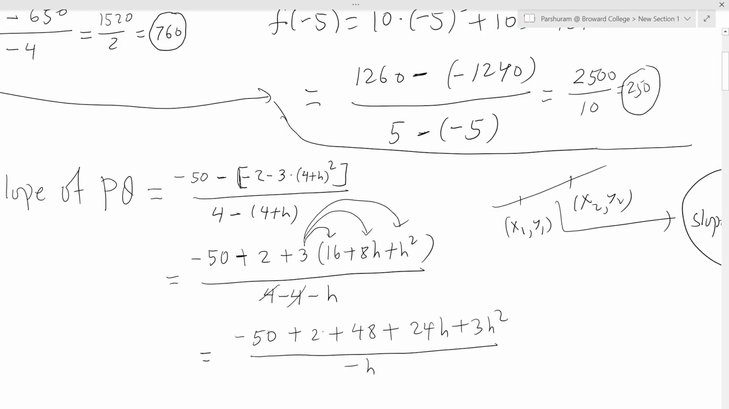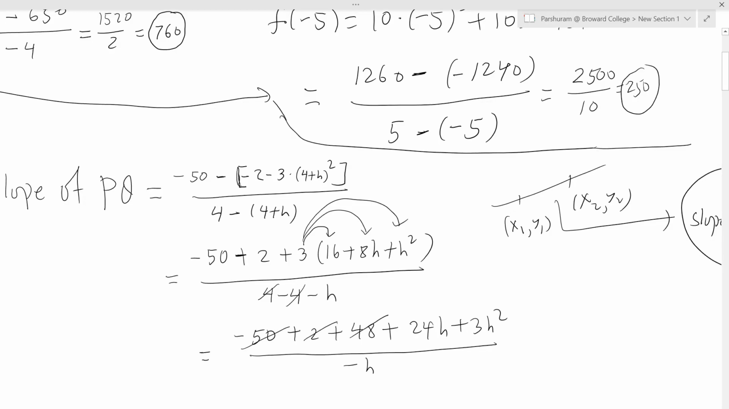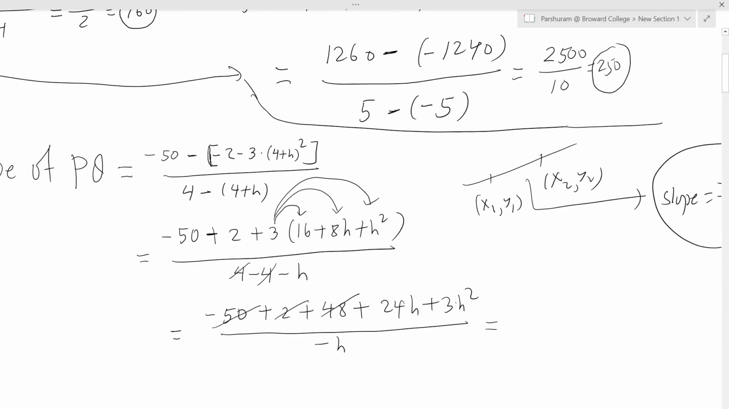So you can see that 48 plus 2 is 50 and there is a negative 50, so they will just cancel out. And now, on the top part, you can see that you can factor out h and 3. So if you factor out 3h, it will be 3h times (8 plus h) over negative h. So you can write that negative here. Either you write negative on the denominator or numerator, that's the same thing. Now if I cancel this h, the slope would be negative 3 times (8 plus h).